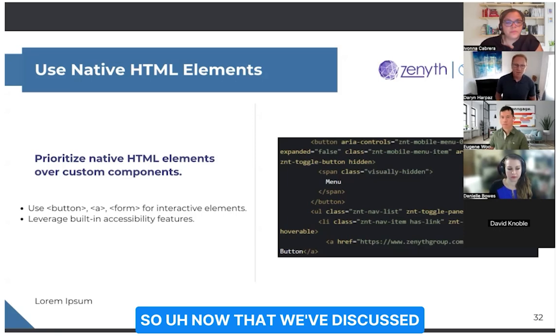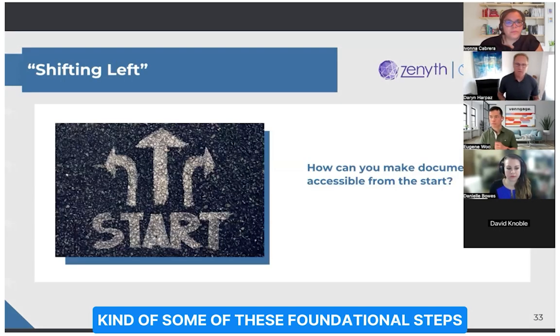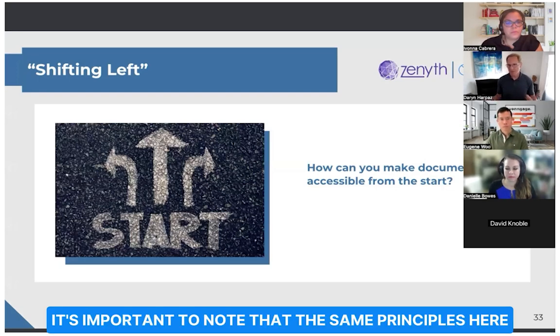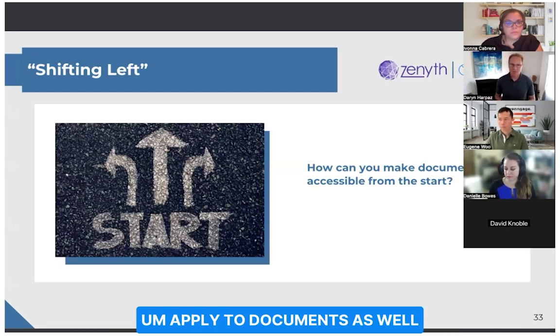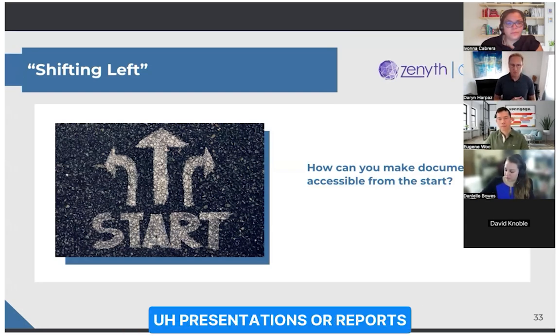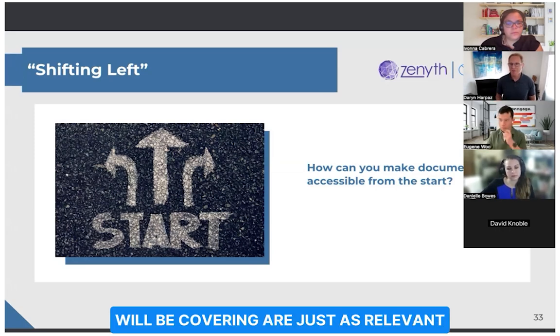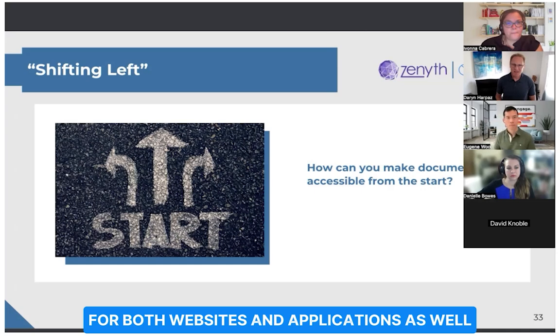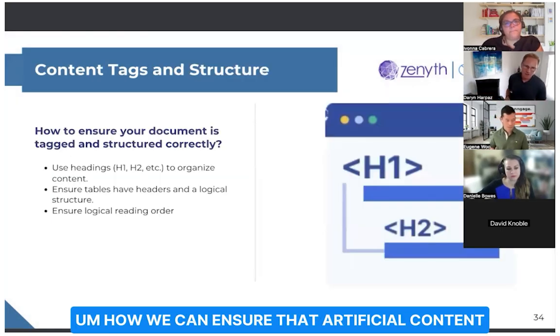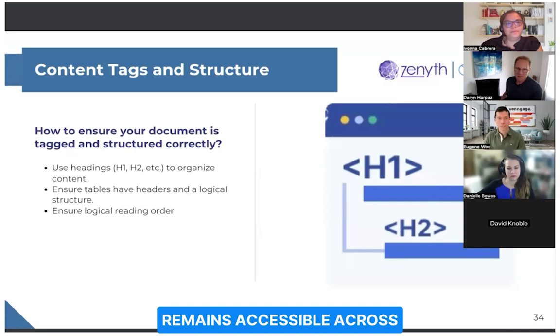So now that we've discussed some of these foundational steps for making websites and applications accessible, it's important to note that the same principles, as Eugene has mentioned, apply to documents as well. Whether you're working on PDFs, presentations, or reports, the recommendations Eugene will be covering are just as relevant for both websites and applications. With that in mind, Eugene, let me hand it back to you, and you can walk us through how we can ensure that our digital content remains accessible across the board.